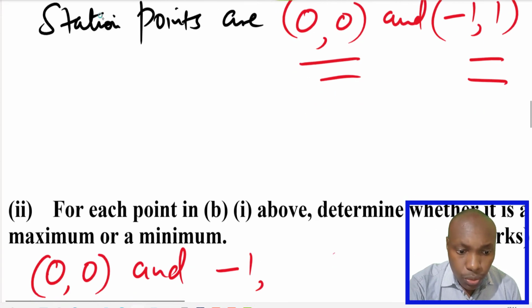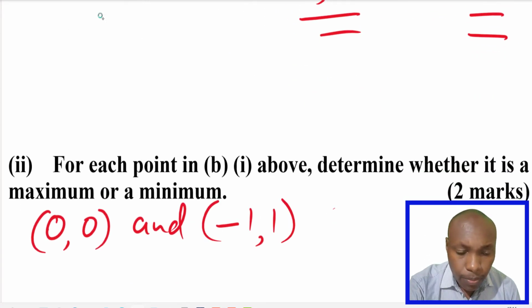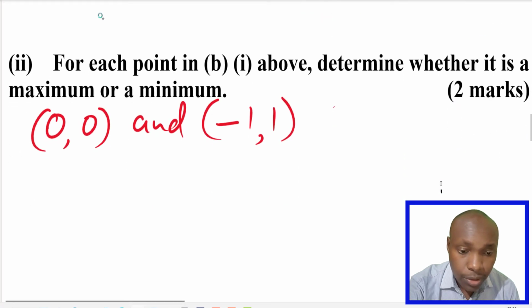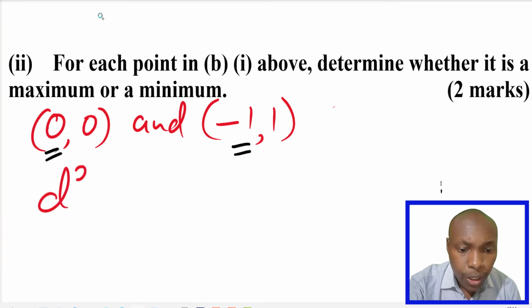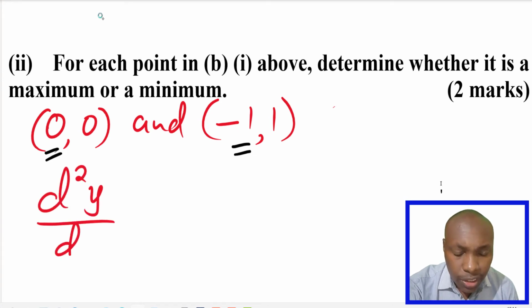Now we need to identify whether it is a minimum or maximum point, the nature of the stationary point. So we are going to use the x values of the stationary points: x equals 0 and x equals -1. Now we need to get the second derivative in order to determine the nature of the stationary point.